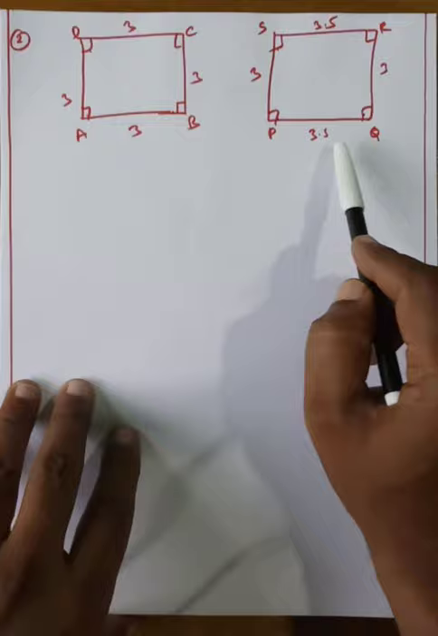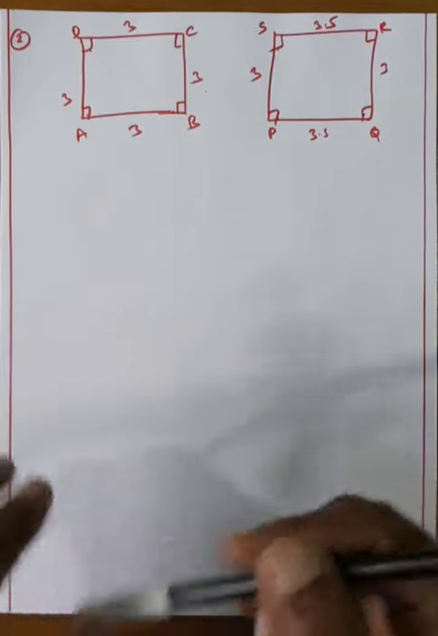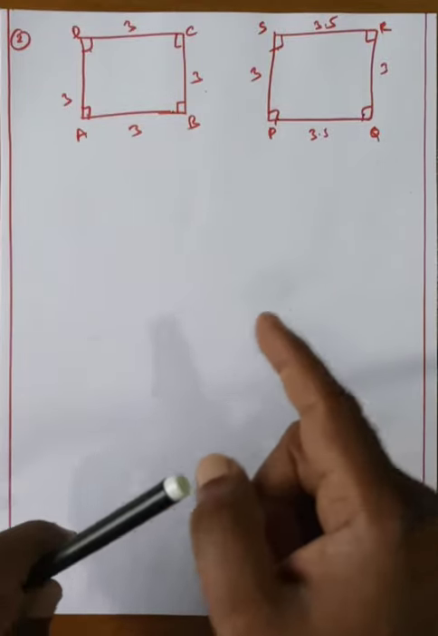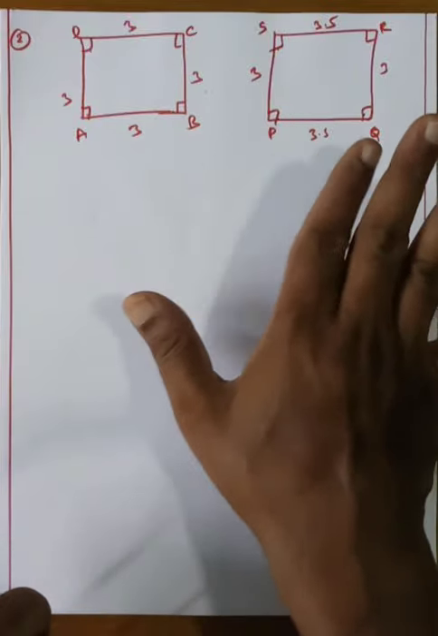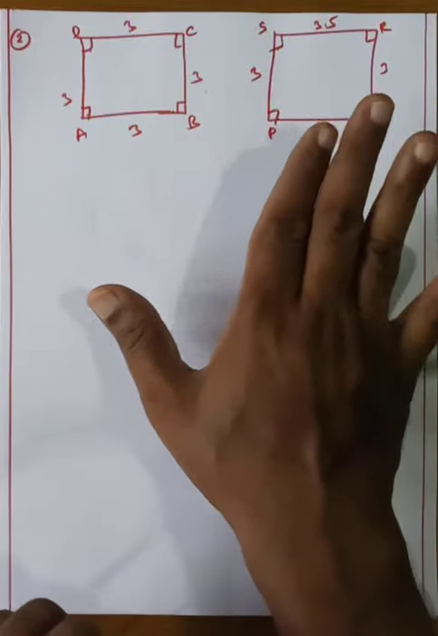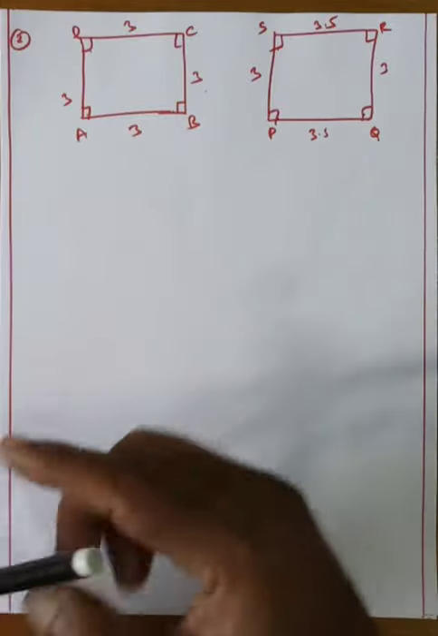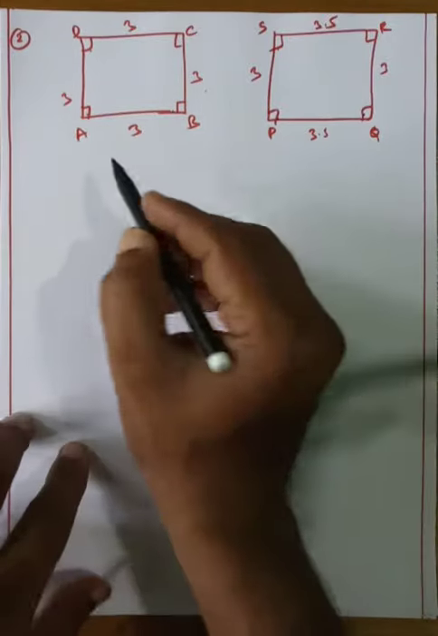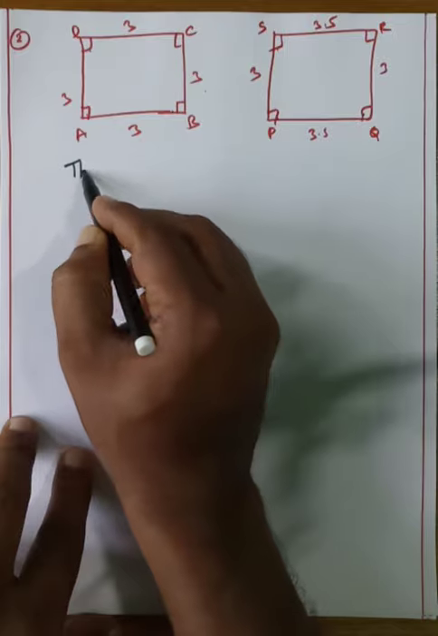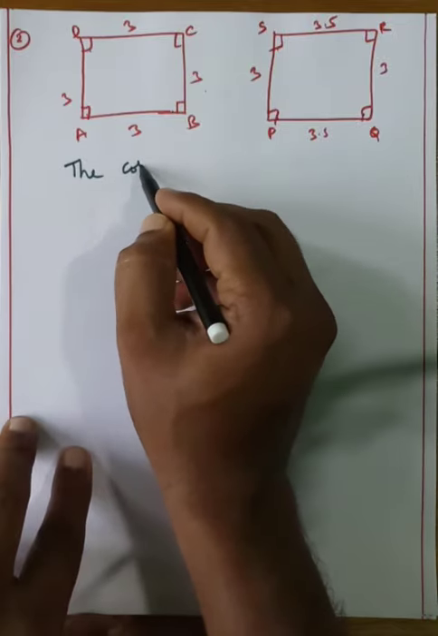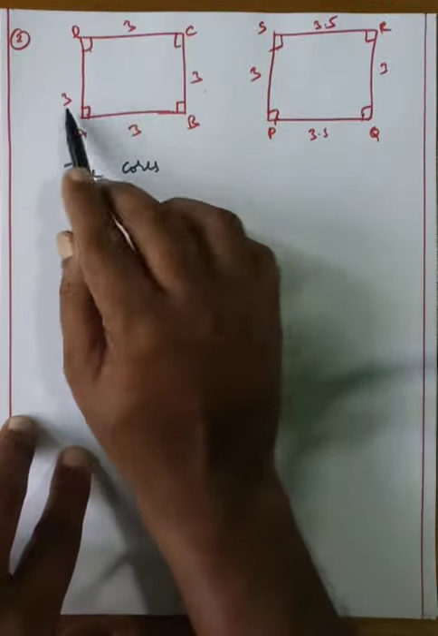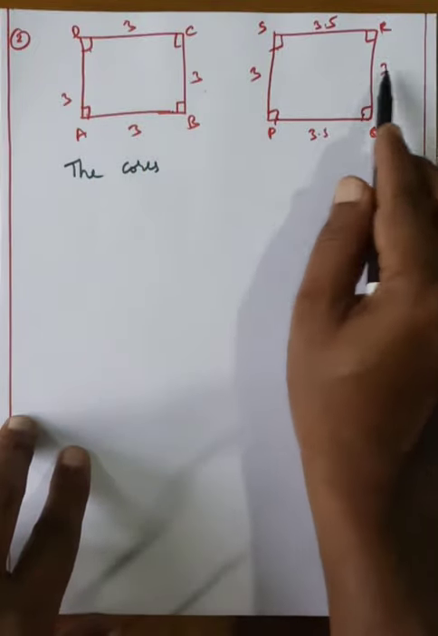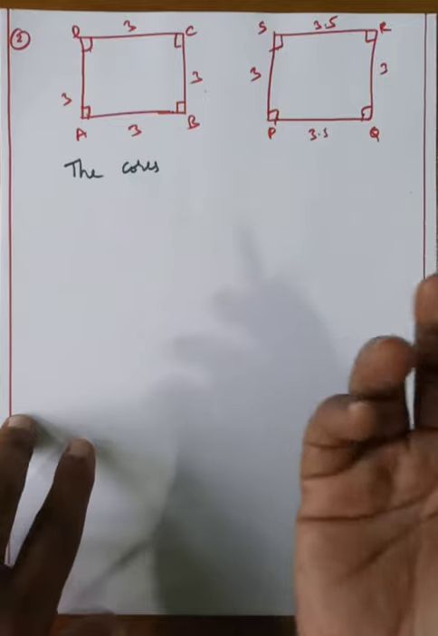Here 3 by 3.5 is not equal to 1. The corresponding sides are not in proportion. That's why their corresponding sides are not in the same ratio. The corresponding angles are equal, but for the corresponding sides, here 3 by 3 is 1, here 3 by 3 is 1, and this one is 3 by 3.5, which is not 1.